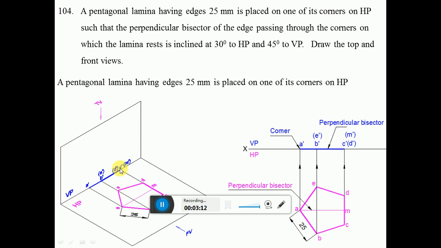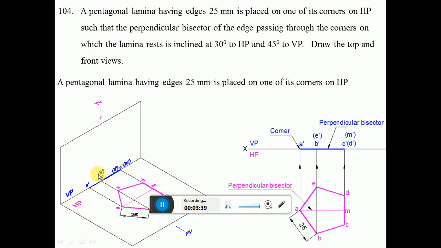That is the reason why we must consider only the line between the corner and the opposite edge when it is parallel. So A to M will be the perpendicular bisector which will be parallel to VP, because when you look from the top view, the two points A and M are equidistant from the vertical plane. That is the reason why it will be parallel, and hence you will get the true length.